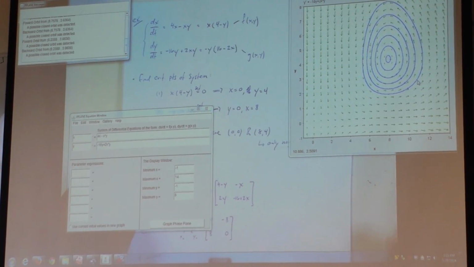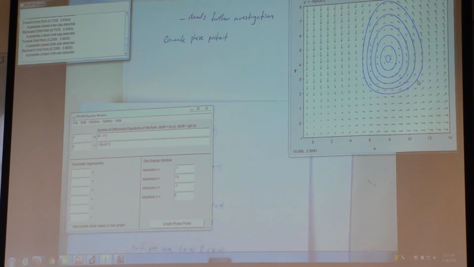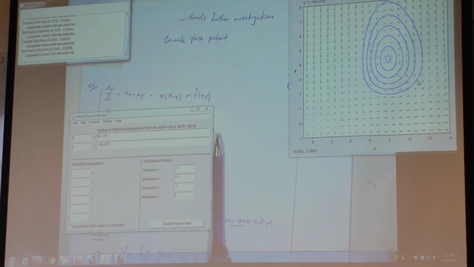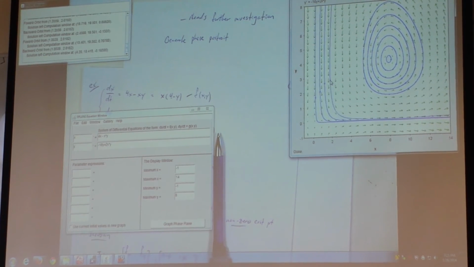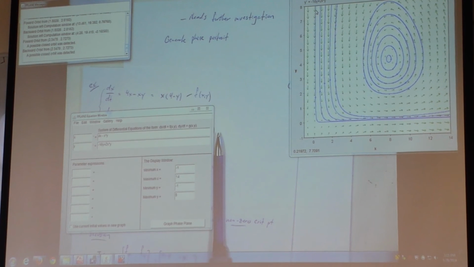0, 0 would be a sink. I don't know. What is it? Asymptotically not stable or something? Zero is a little bit different. Is it a saddle point?